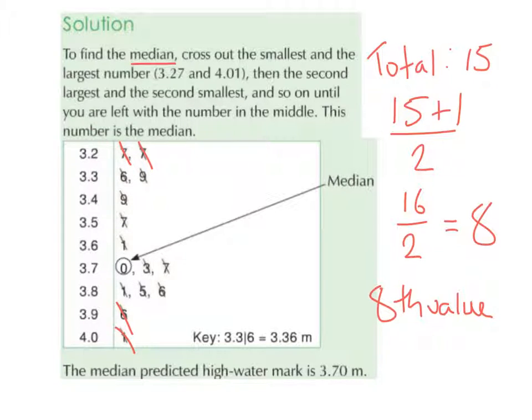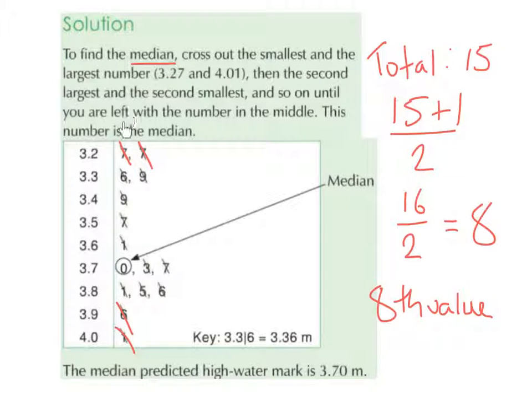And the way to check if you've got the middle number or the middle value is to count the amount of values before it and the amount of values after it. So we have 1, 2, 3, 4, 5, 6, 7 values before the median. So we should have 7 values after the median. 1, 2, 3, 4, 5, 6, 7.